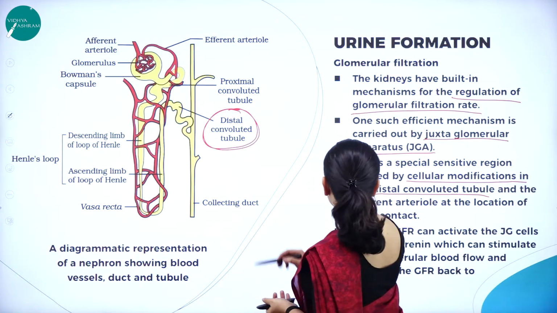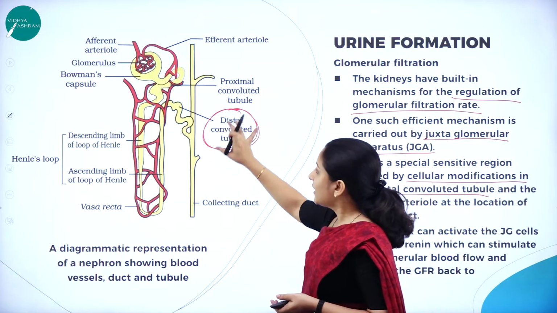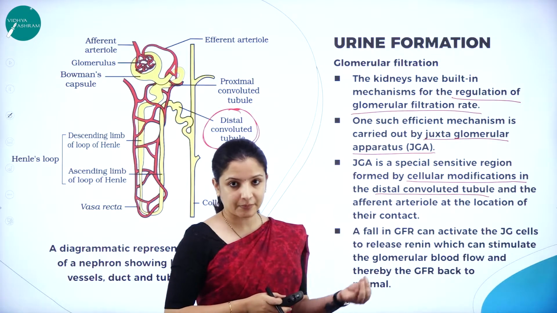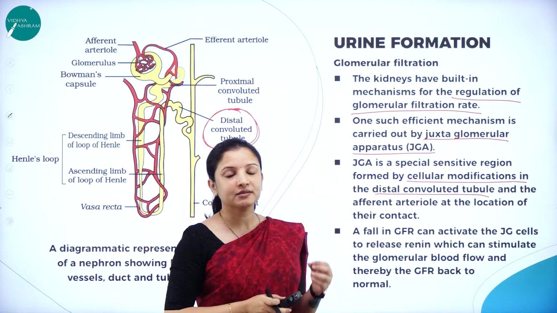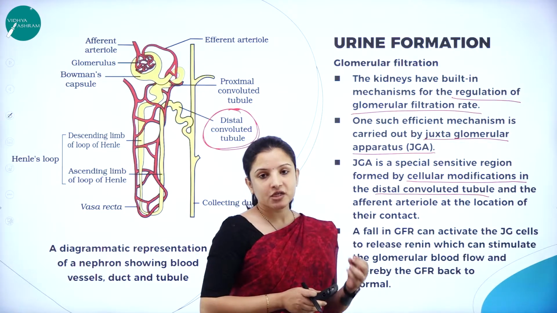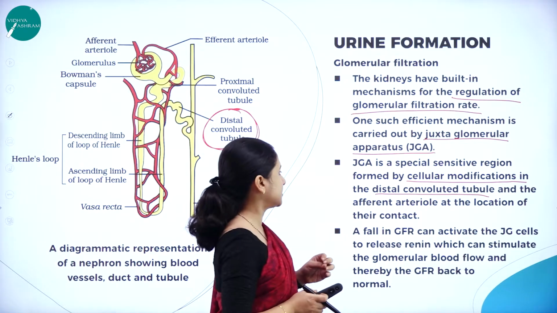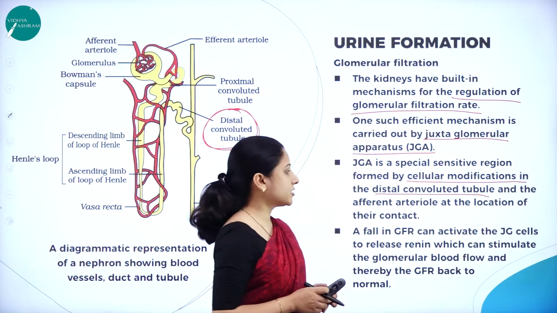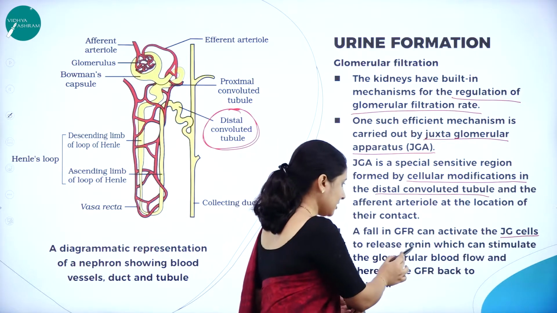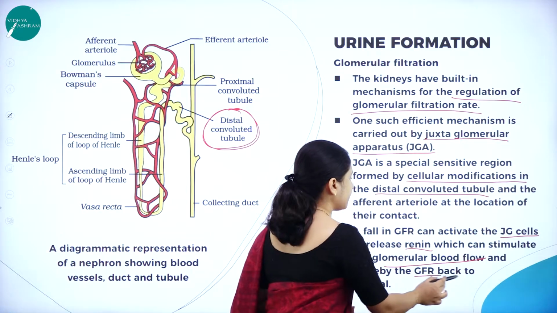So in this distal convoluted tubule, some modifications occur, and those modifications result in the formation of a juxtaglomerular apparatus. This juxtaglomerular apparatus is one such structure in the nephron that helps in the efficient maintenance of the glomerular filtration rate in a healthy person. A fall in the glomerular filtration rate can activate the juxtaglomerular cells to release renin, which can stimulate the glomerular blood flow and thereby bring the GFR back to normal.